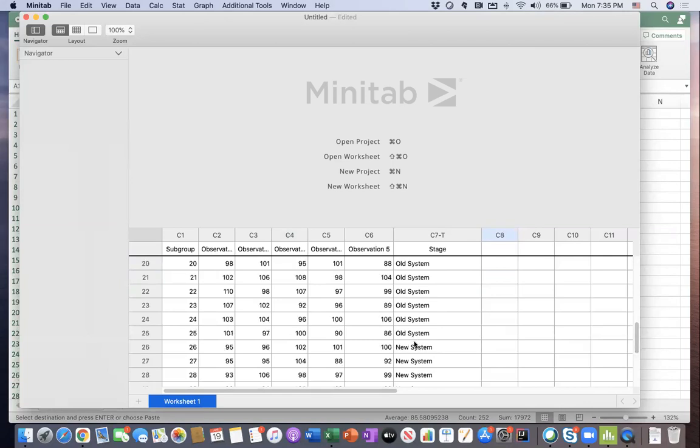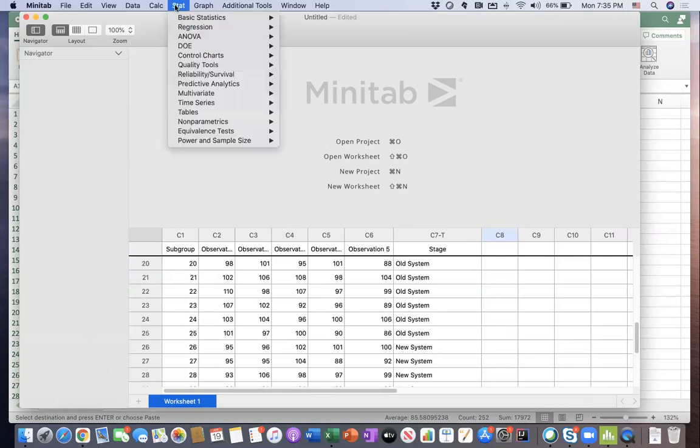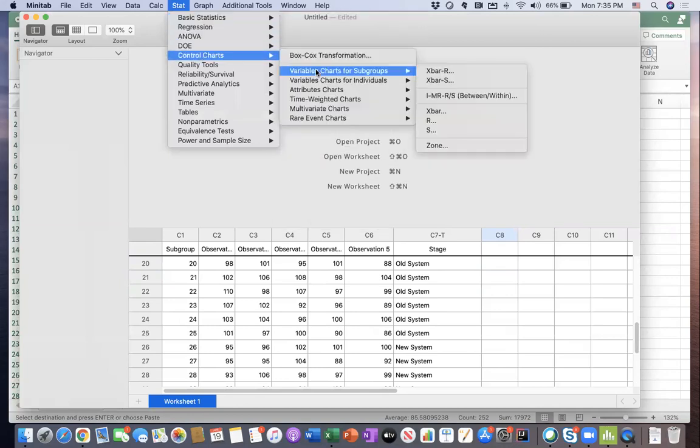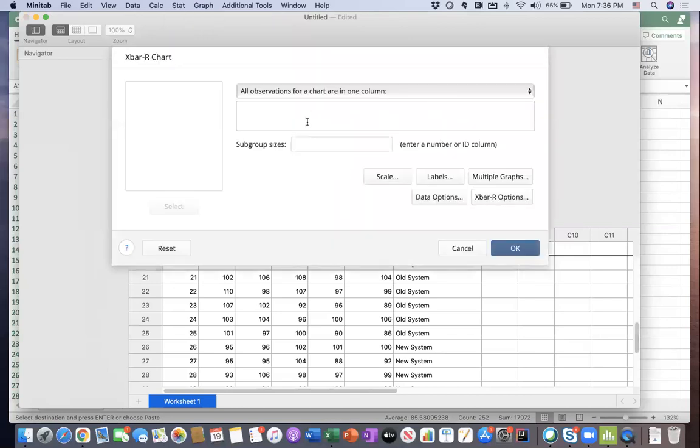Okay. All right, so if you go to Stat again, go to Control Charts, Variable Charts for Subgroups. Since we have a subgroup size of 5, which is less than 9, the threshold, we use an Xbar-R chart. If we have a subgroup size of 10 or larger, then we would have used an Xbar-S chart. So let's click Xbar-R chart.